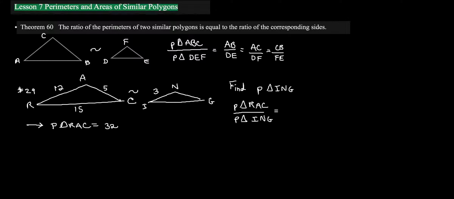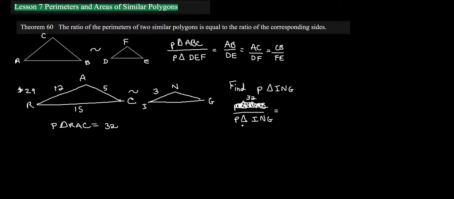I don't think I have the capacity to erase, but yeah, look at that, I erased in the wrong color. Let's see if I can erase something else. Okay, can't do that. So, hold on a second. Anyway, we can just replace this. The perimeter of RAC is 32.